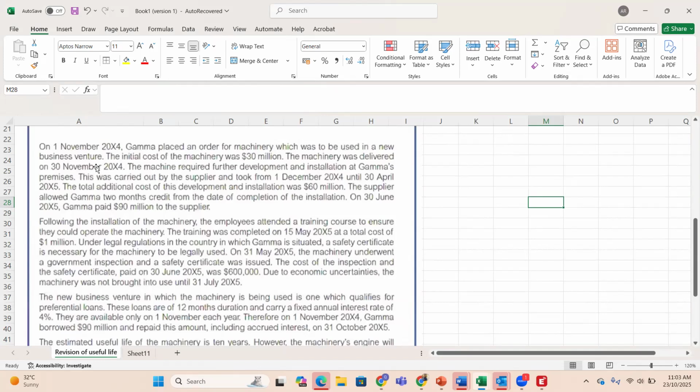First of all, we have to understand: is it a PPE? Is it going by the initial recognition condition? And then we will credit it as PPE, 30 million on 30th November 20X4. The machine required further development and installation at Gamma's premises. This was carried out by the supplier and took from 1st December 24 until 30th April 25. So the total additional cost of this development and installation was 60 million.